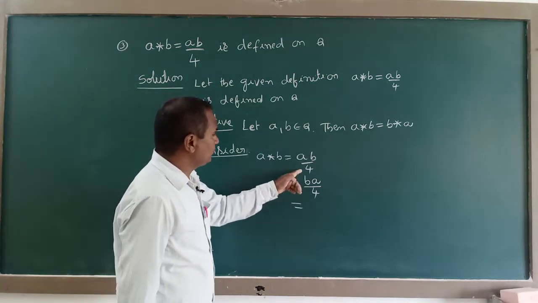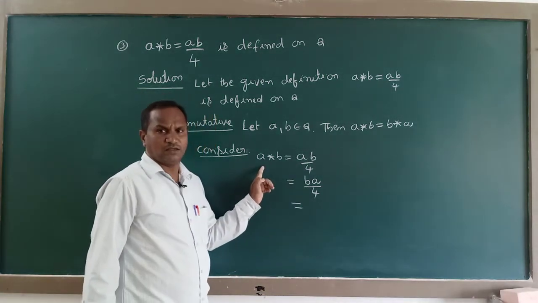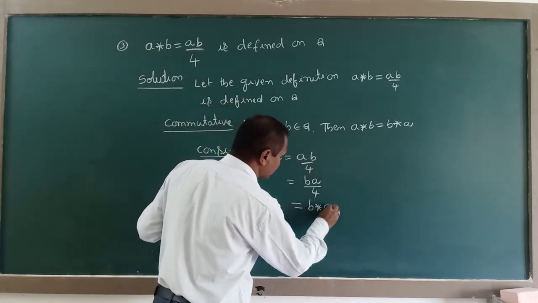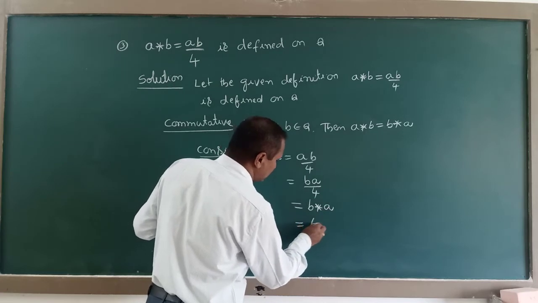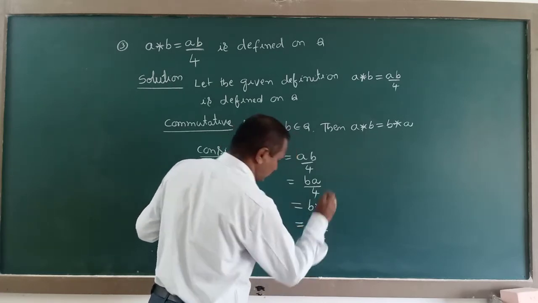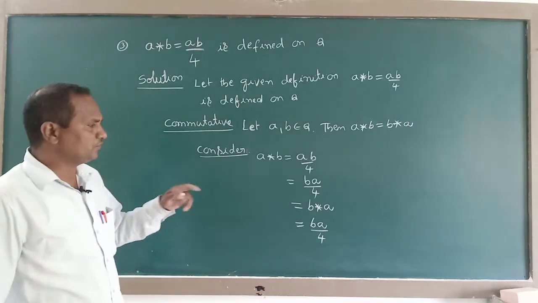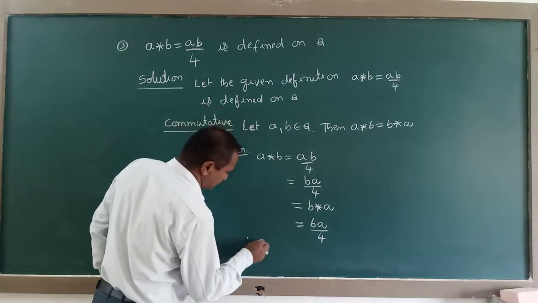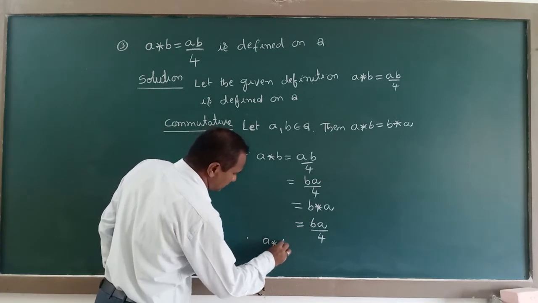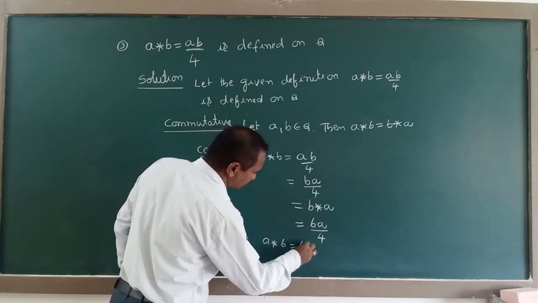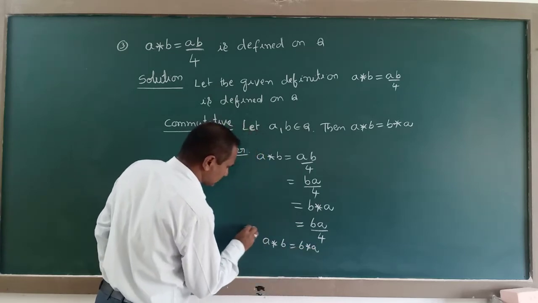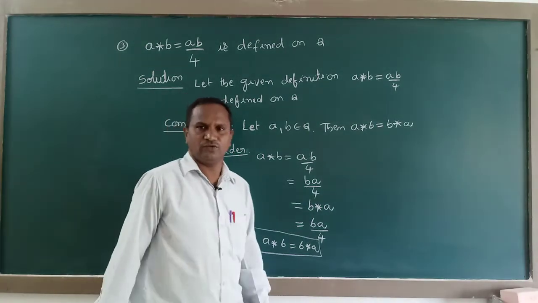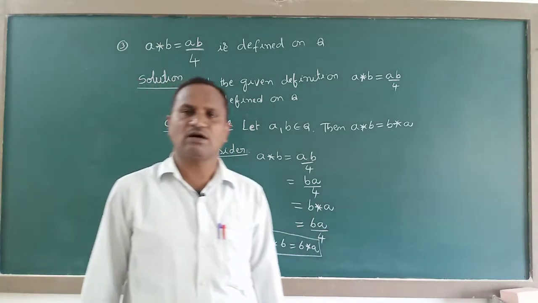For ab by 4, we have written here a star b. For ba by 4, we can write here b star a. Therefore, we can write a star b is equal to b star a. a star b is equal to b star a. Therefore, we can tell star is commutative.